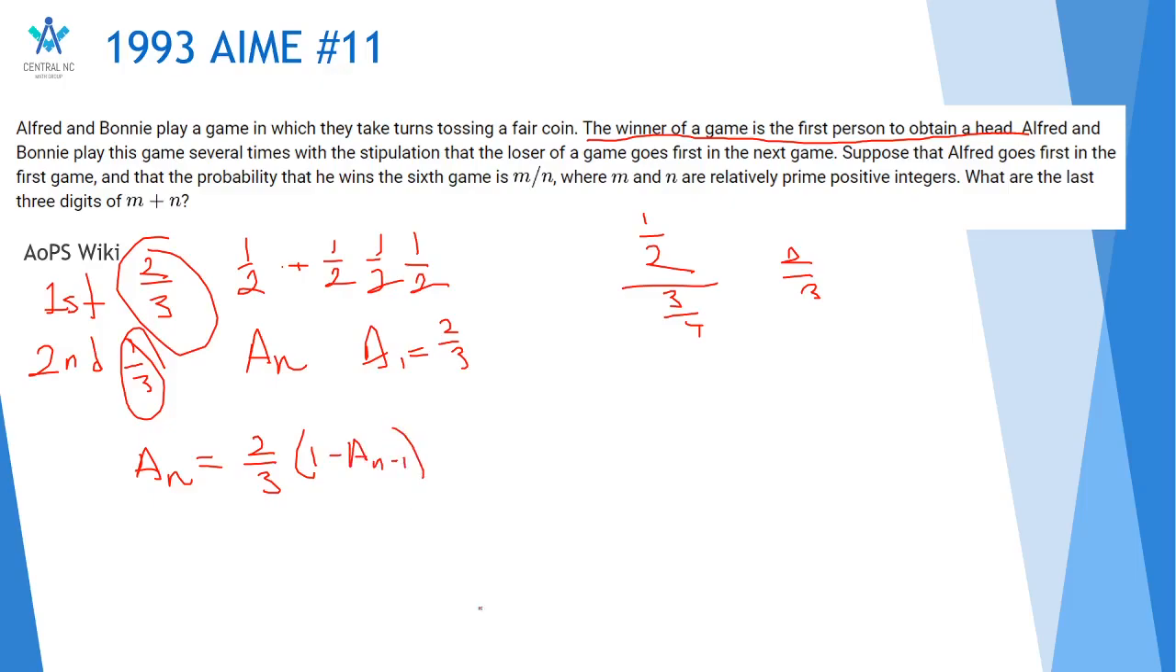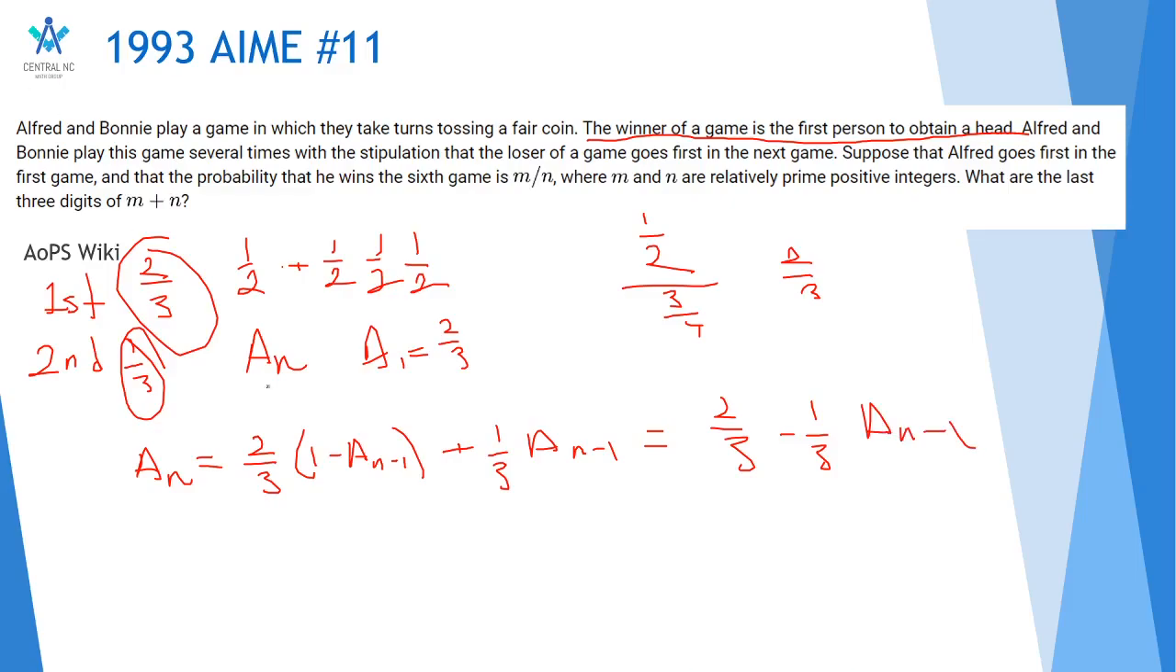And in the counter case where he goes second, he has a 1/3 chance of winning if he goes second, and he goes second if he wins the previous game, which is A_{n-1}. And we can simplify this down with a bit of algebra. Just 2/3 minus 1/3 A_{n-1}.